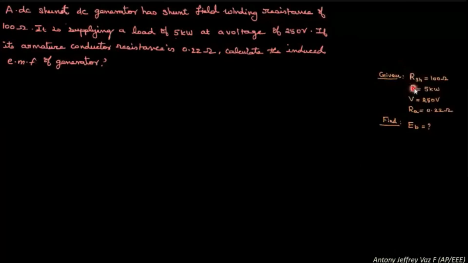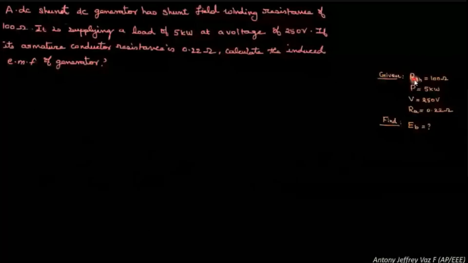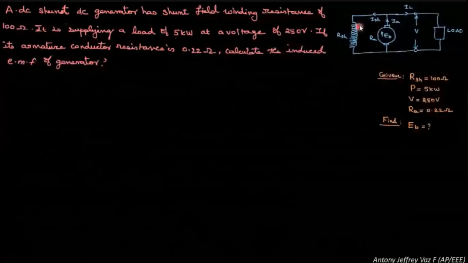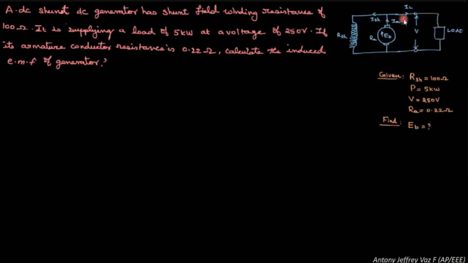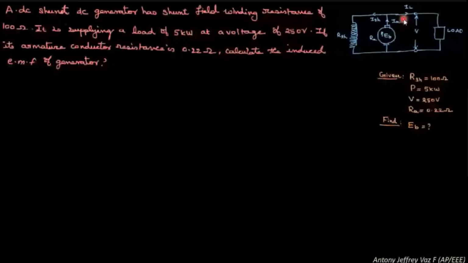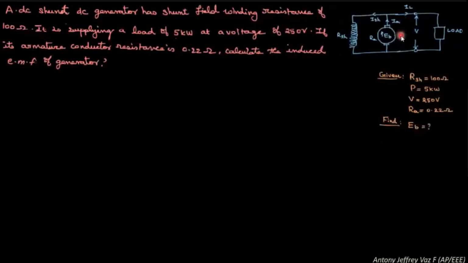So the given data is RSH, that is the shunt field resistance is 100 ohm, the power rating is 5 kilowatt, and the voltage is 250 volt, and the armature resistance is 0.22 ohms. So this is the shunt motor diagram. You need to draw the diagram. This will not be given in the sum. Okay, you need to draw the diagram.